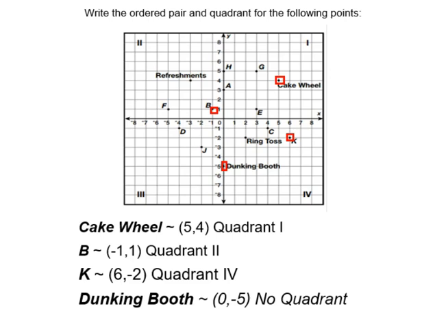Let's look at the letter B. For the letter B, our ordered pair is -1, 1, and that's in quadrant 2. For the letter K, our ordered pair is 6, -2, and that's in quadrant 4. And for the dunking booth, our ordered pair is 0, -5, and there is no quadrant. Why? Because it's actually on the y-axis, okay?